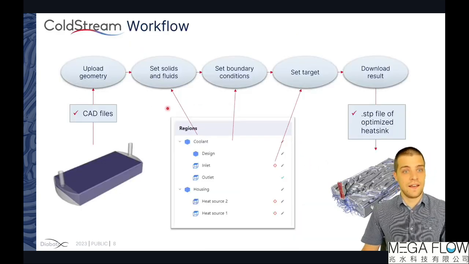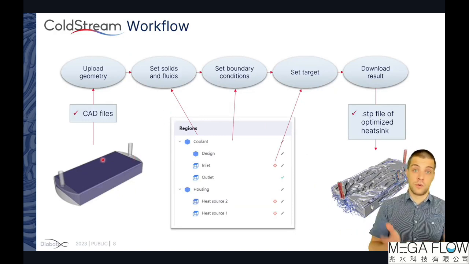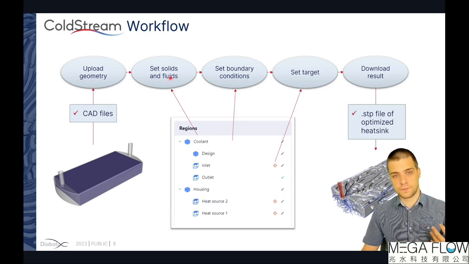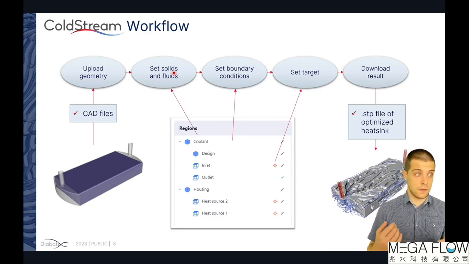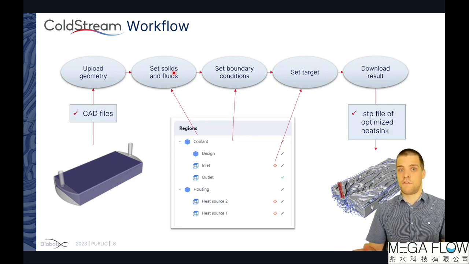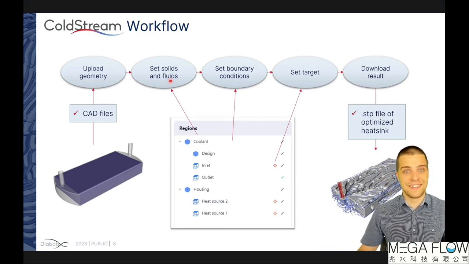So what does the workflow look like on ColdStream? As I mentioned, you have to upload your geometry, of course. ColdStream will adapt to whatever you upload. And then you have to follow these three steps. In the first step, you have to define the solids and the fluids. So will copper be used? Will aluminum be used? Or is it made out of plastic? And for the fluids, will it be air cooled, liquid cooled? And if it's liquid cooled, will it be water glycol, or something else?